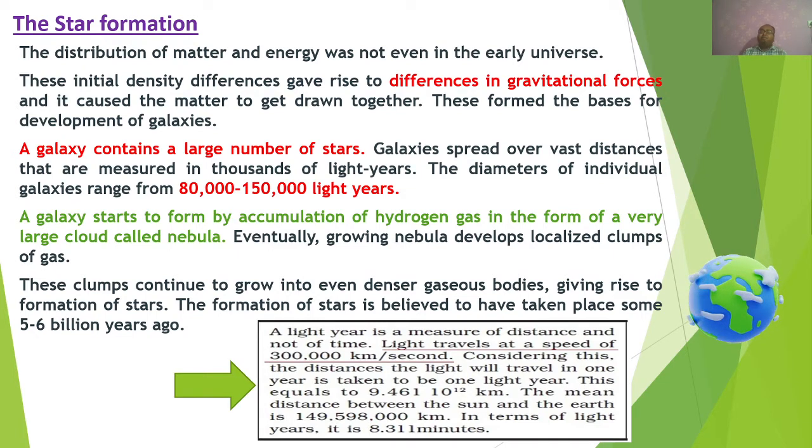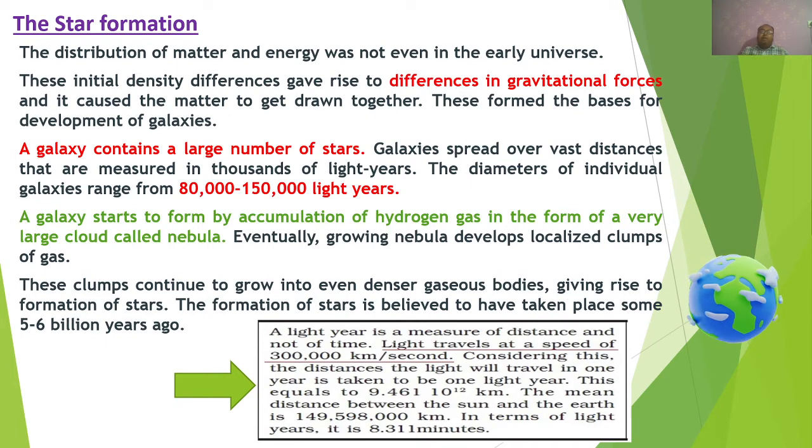The formation of stars is believed to have taken place some 5 to 6 billion years ago. So what have we understood? First heat, light, and after that rotation are the initial three important factors. After that, the development of gravitational forces. Third, the atomic particles getting more and more dense.